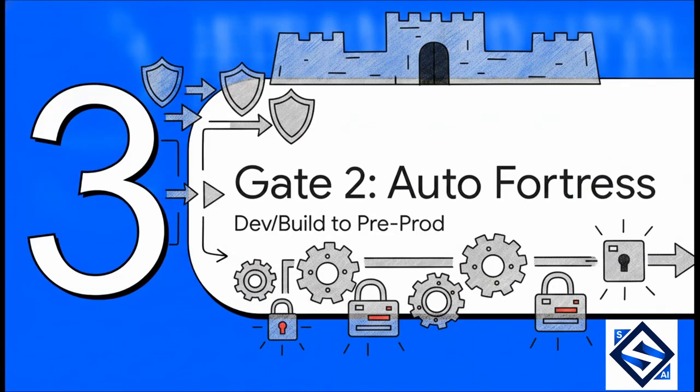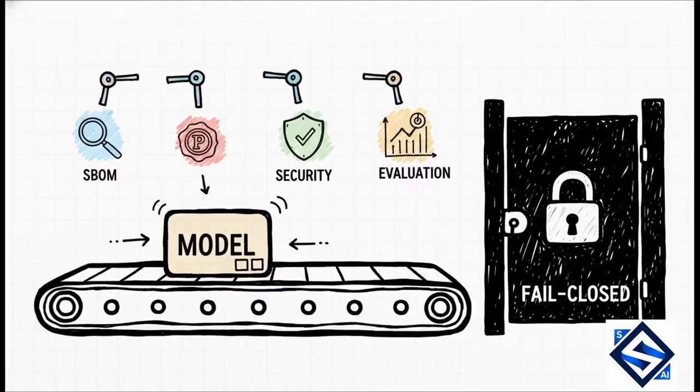All right, part 3, Gate 2, the automated fortress. Now, because the dev environment is essentially your software factory zone, SG2 requires some heavy automated evidence. To clear this checkpoint, the CI pipeline must pass entirely. You're going to have to generate a software bill of materials, an SBOM, detailing every single dependency. You've got to cryptographically sign your artifacts to prove their provenance and authenticity, you have to pass static application security testing and container scans.